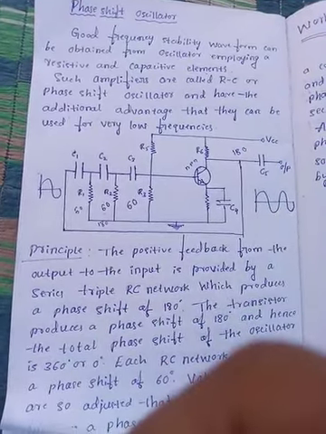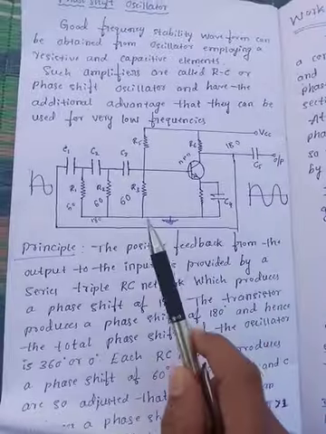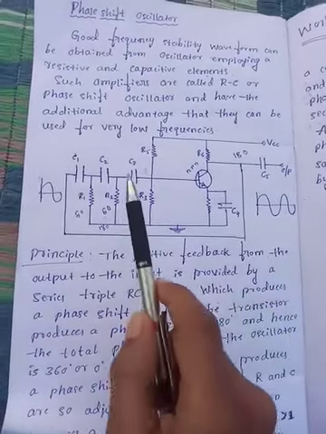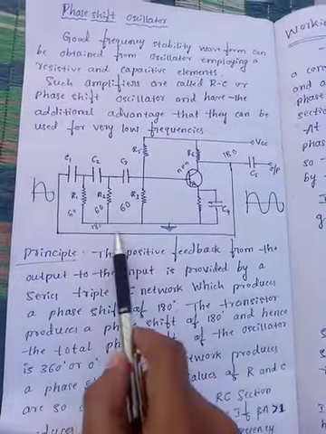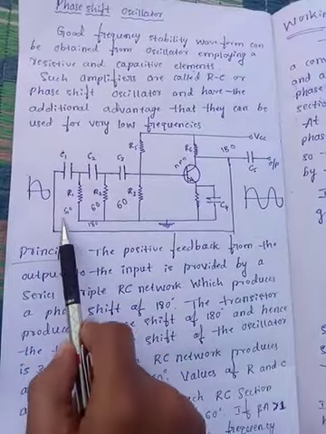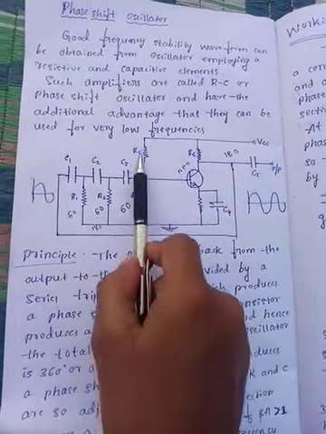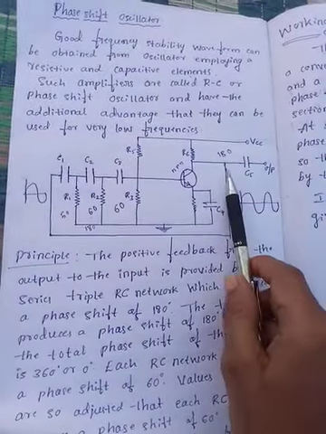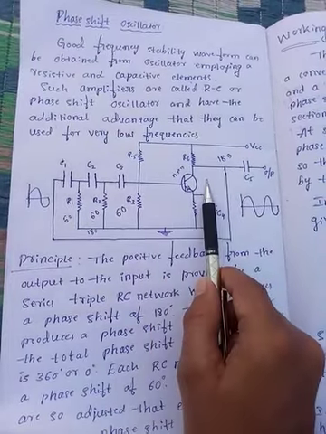Now we look at the principle. Here the positive feedback from the output to the input is provided by the series triple RC network. So this is the series triple RC network, and this is the feedback network. The feedback network is a process which feeds back the output signal to its input.